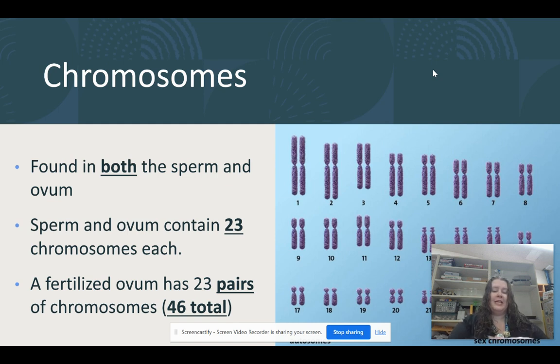Sperm and ovum contain 23 chromosomes each. So a sperm has 23 chromosomes. An ovum has 23 chromosomes. So a fertilized ovum has 23 pairs of chromosomes, which means they have 46 chromosomes total. And when I say a fertilized ovum, that's when the sperm and the egg meet. We'll talk about that more when I come back.